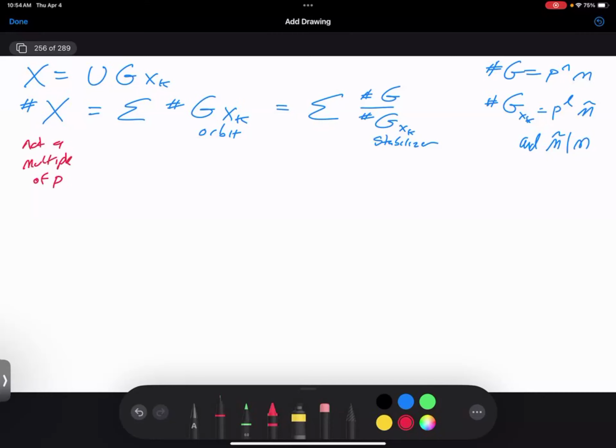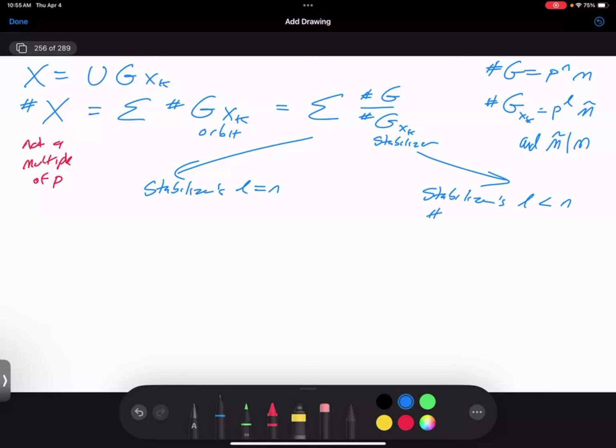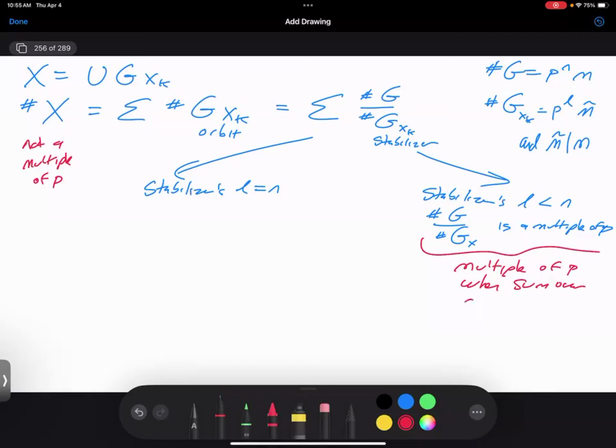It's divisible by P. So we can split this up into two parts. Stabilizers where L equals N, and stabilizers where L is strictly less than N. And for these, the cardinality of G divided by Gx is a multiple of P. Right? So this whole thing here is a multiple of P, when we sum over all of these, because each one of them is a multiple of P.